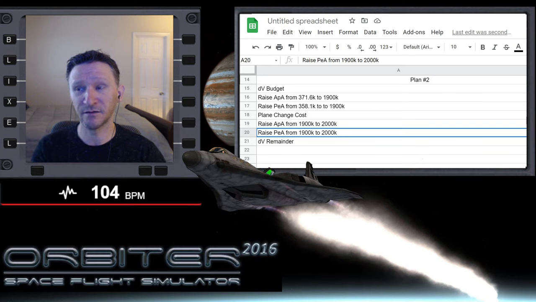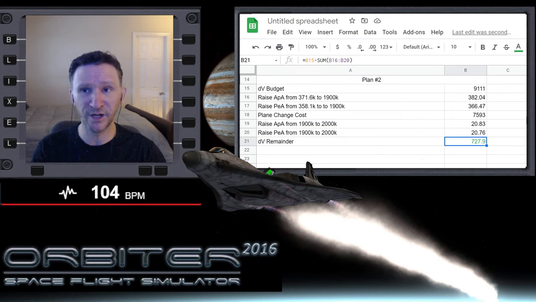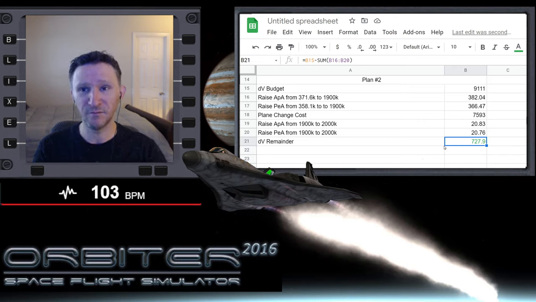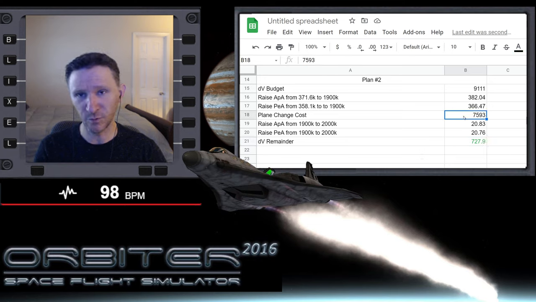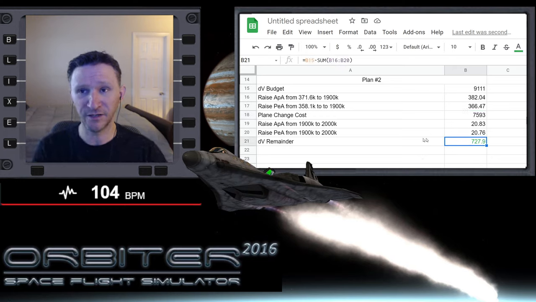Now, I already showed you how those calculations work, so I won't go through those again. I've already done them and typed them in here, so let's just take a look at this plan. When we take our budget and subtract everything out, we have a little bit of a surplus: about a 730 meter per second surplus of delta V. The condition, again, is that we know the plane change is going to be at least a little bit more expensive, and we know we're going to have some orbital maneuvering costs and other things that aren't completely factored in here. But this tells us we have close to 730 meters per second remaining to hopefully fit those extra things within our budget. So that's plan number two.